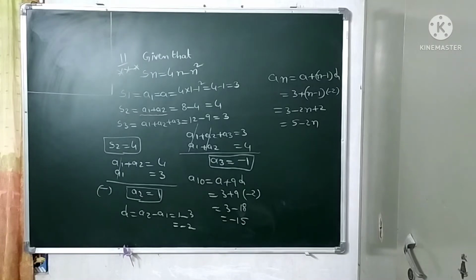S1 means the first term. Sum of the first term is also the same. S2 means what? A1 plus A2. Like that, S3 means A1 plus A2 plus A3. So you follow the same procedure. Okay? That is the 11th sum. Now we will discuss the 12th sum.